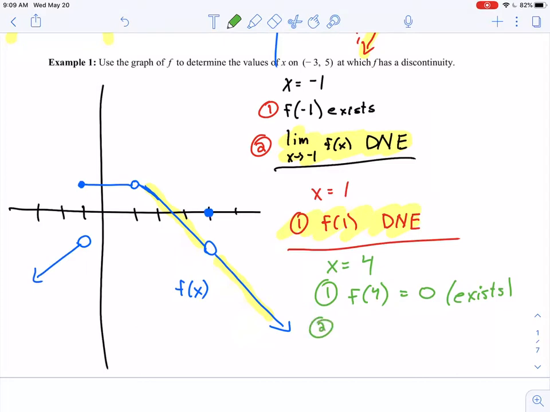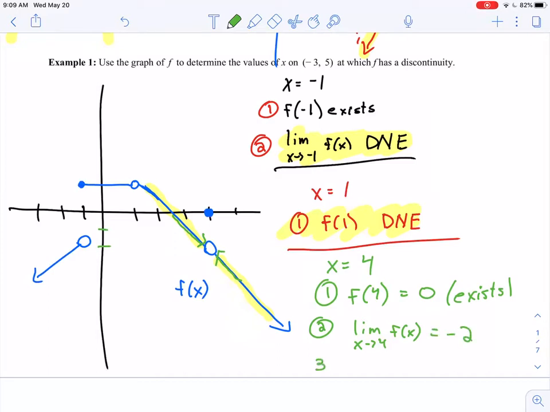2, the limit as x approaches 4 of f of x. Does that exist? Well, in this case, if I approach from the left-hand side and the right-hand side, they're both approaching that hole. So yes, that exists as well. And actually, let's give this an x value here. Let's say that's, how about -2? Let's say that that's equal to -2.